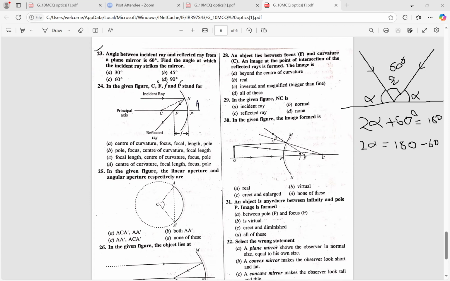So 2 alpha is equal to 120, alpha is 120 by 2, it means it is equal to 60 degree. We proved it. The angle is 60 degree. So you can see the question.